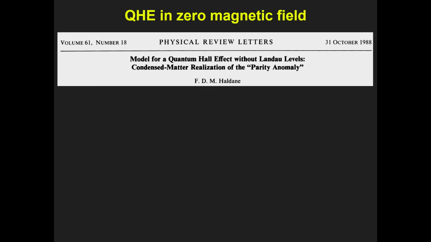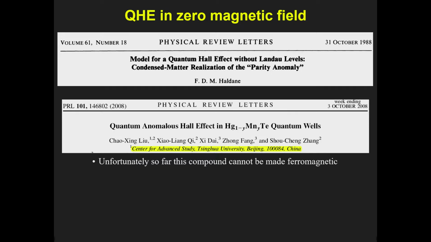This is a theory about that by Duncan in 1988. But as he said, it's a toy model. He never imagined it could be realized experimentally. 20 years later, Chaoxing Liu and Shoucheng Zhang proposed that in mercury telluride, which at that time was recently discovered by Professor Molenkamp's group to be a 2D topological insulator or quantum spin Hall insulator. Chaoxing proposed that if you can make this material ferromagnetic, it could be a good material system for realizing quantum anomalous Hall effect. At that time, Chaoxing was still a student in our department.